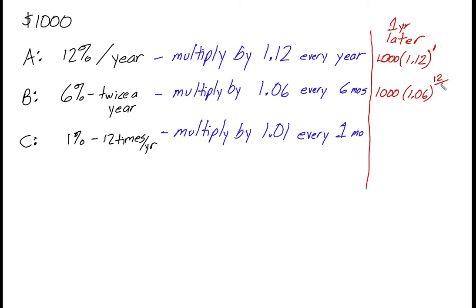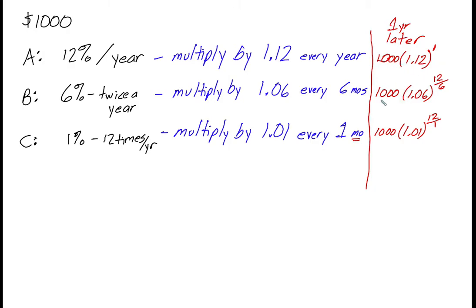And now there's a 6 on the bottom of that because it takes 6 months before we do the multiplication by 106%. So 12 over 6. Then our last one here, 1,000 times 1.01 to the, again, this is in months, so we'll change our 1 year into 12 months, and it'll be 12 months divided by the 1 month it takes. Of course, it's divided by 1, so we don't have to write that, but it's nice to remember it's there.